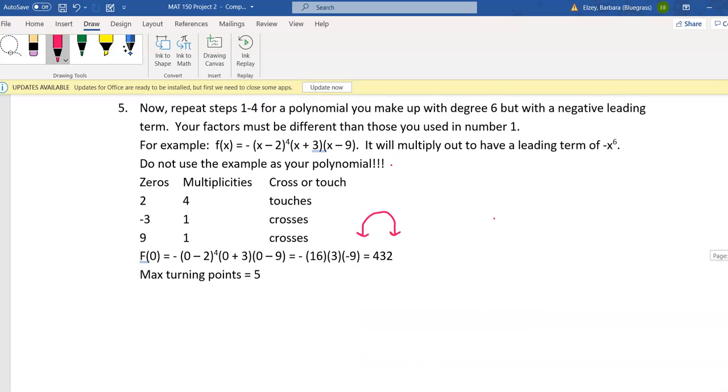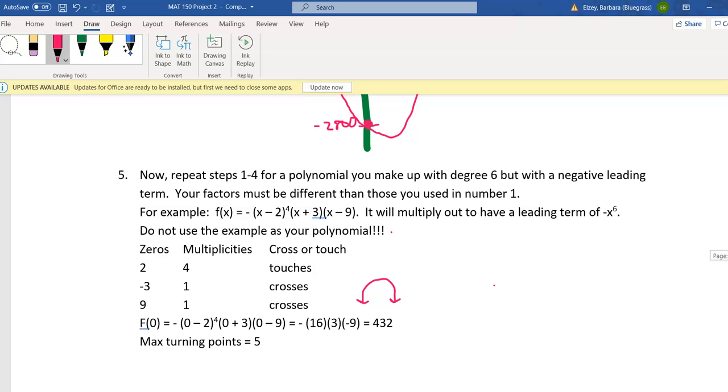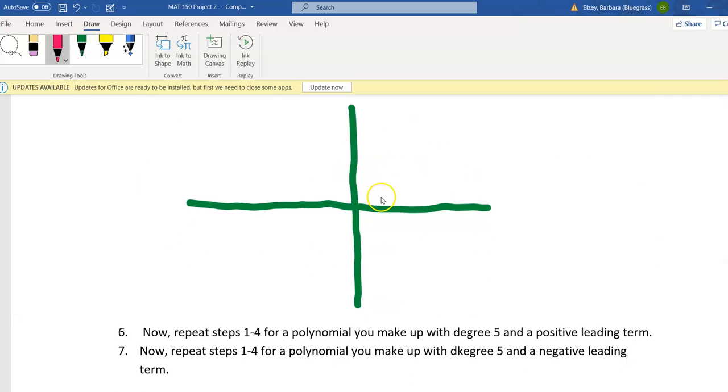Okay, so we've got zeros at 2, -3, and 9. So I'm going to go to 2 first. There's my first one. -3. There's my second one, and I probably need to extend my axis again for 9, so just pull it out a bit. So let's see, that's 2, 3, 4, 5, 6, 7, 8, 9. All right, so I've got my 3 points on there.